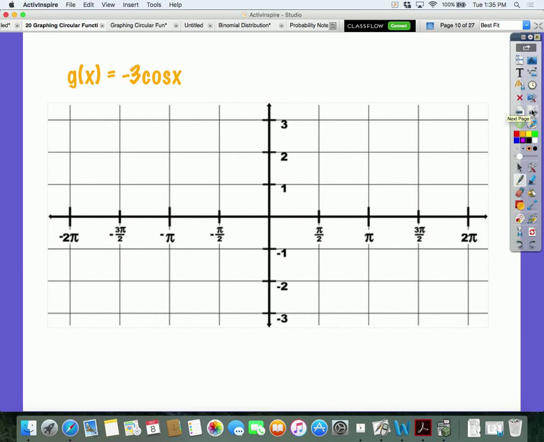Okay? If you need a reference point, look at your problem of the day. Remember, we graphed cosine, the original graph of cosine already. If you need the points as a reference, then I want you to graph -3 cosine x.